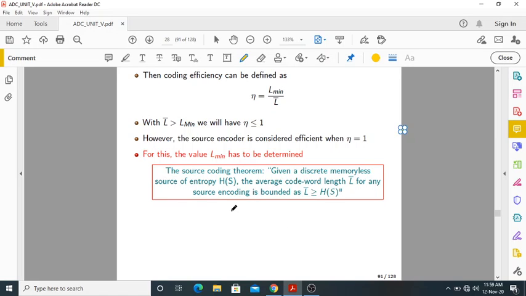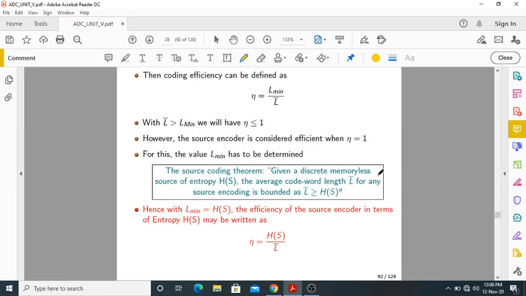Now comes the source coding theorem. What does the theorem say? I am not explaining in detail, but I am just giving you the statement of the theorem. How do we determine this L minimum? It is given by the source coding theorem. The average code word length for any source coding is bounded as L bar is greater than or equal to H of S. L bar is always greater than or equal to H of S. That is the source coding theorem. Just this term is enough.